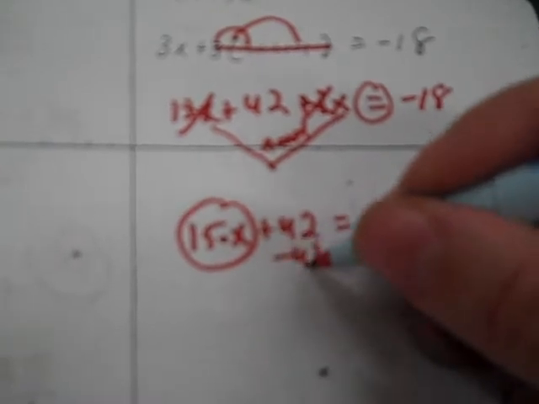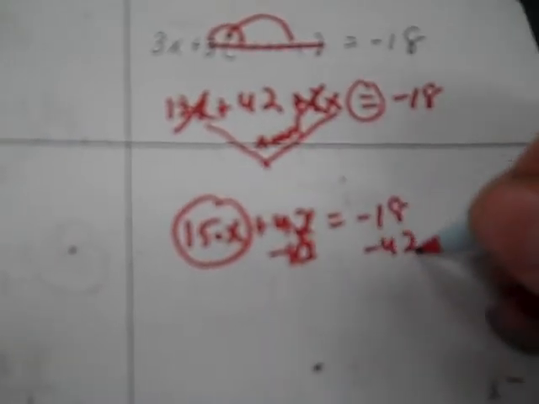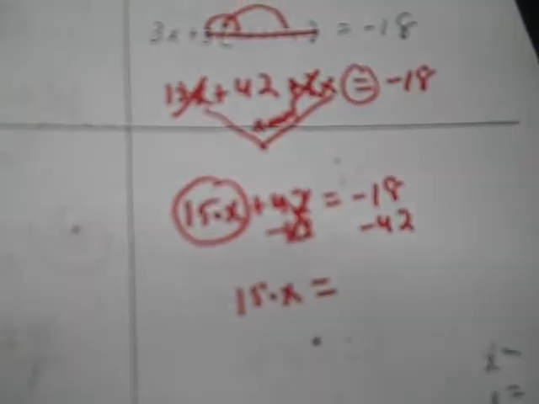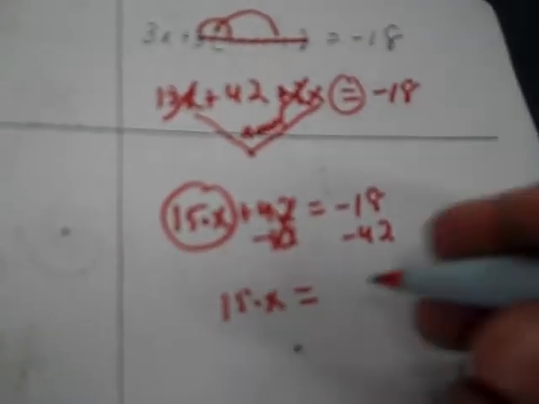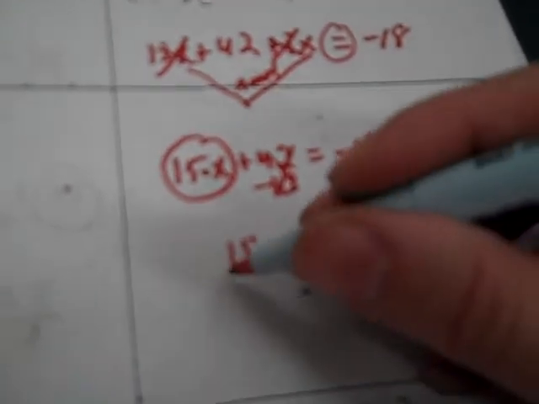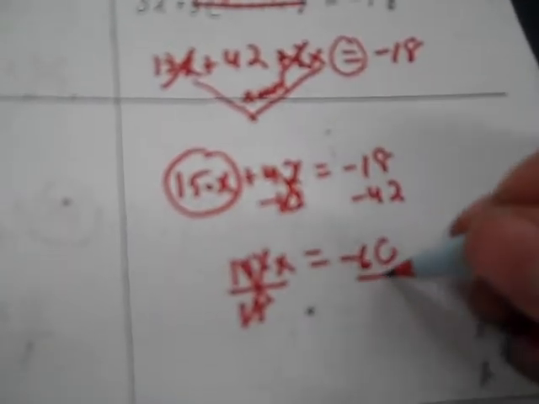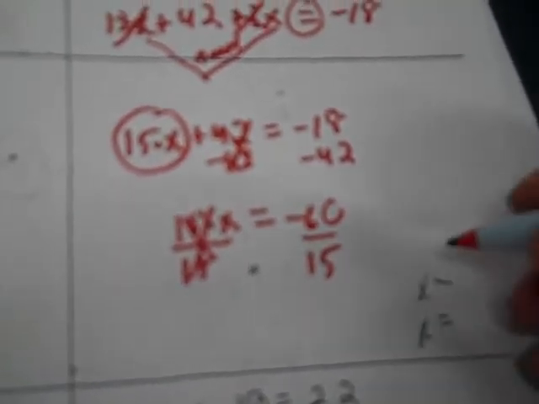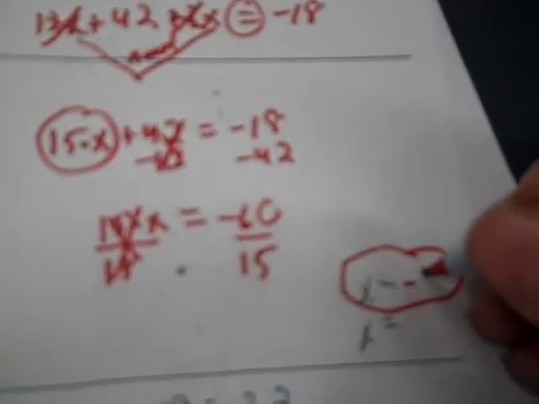Okay, so here's the only x I have. We need to get rid of the plus 42 by minusing. So I have 15 dot x, and then I can write equals because there's nothing else there. Negative 18 minus 42 is negative 60. Okay, and now I can divide by 15. So negative 60 divided by 15 is negative 4, and by the way, it's the x, so I circle that because that's where I put that answer.